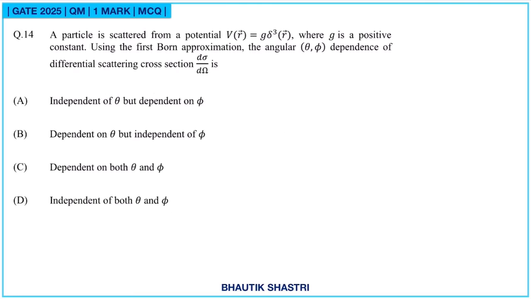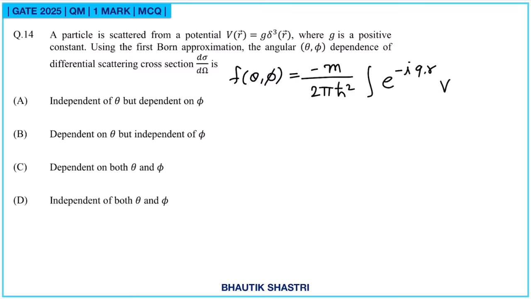Next question. A particle is scattered from a potential V of r is equal to g delta cube r, where g is a positive constant. Using the first Born approximation, the angular dependence of the differential scattering cross section is. Now in the first Born approximation, the scattering amplitude is f of theta phi and is equal to minus m upon 2 pi h cut square integration e raised to minus i q dot r V of r d cube r, where q is equal to k dash minus k. It is momentum transfer.